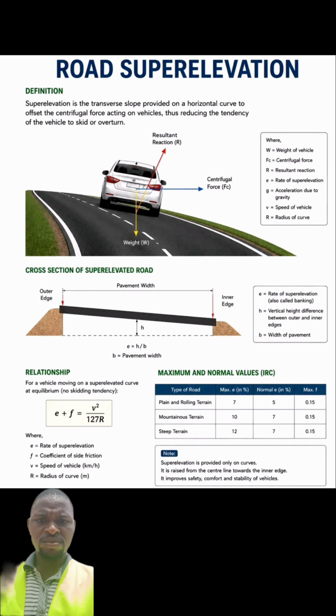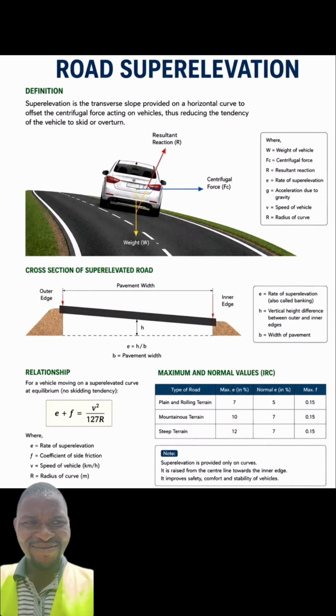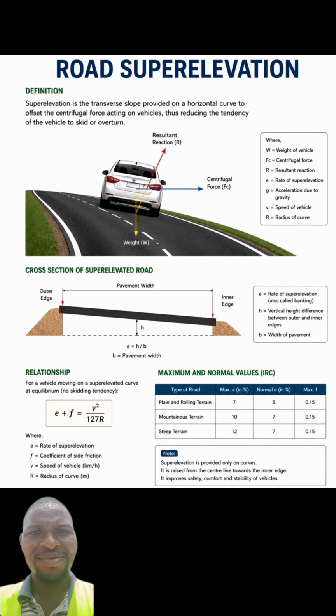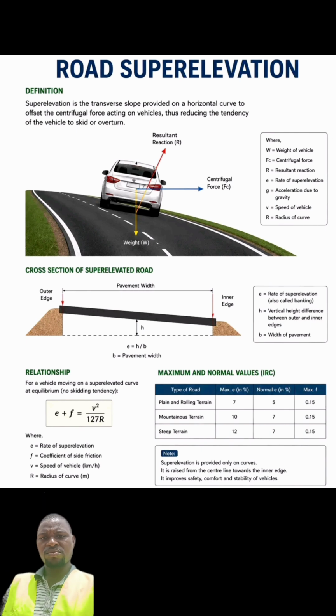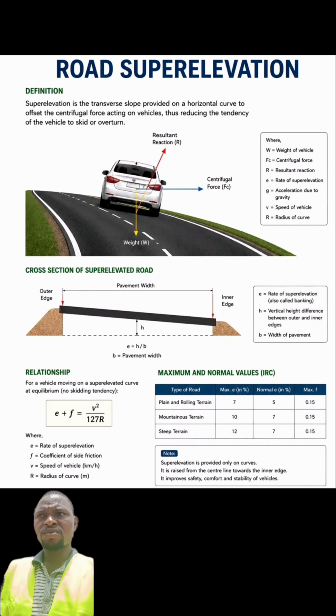But the weight will still be acting downward. You still have your reactions, but that super elevation tends to suppress that centrifugal force, which helps to keep the vehicle from skidding. All right.